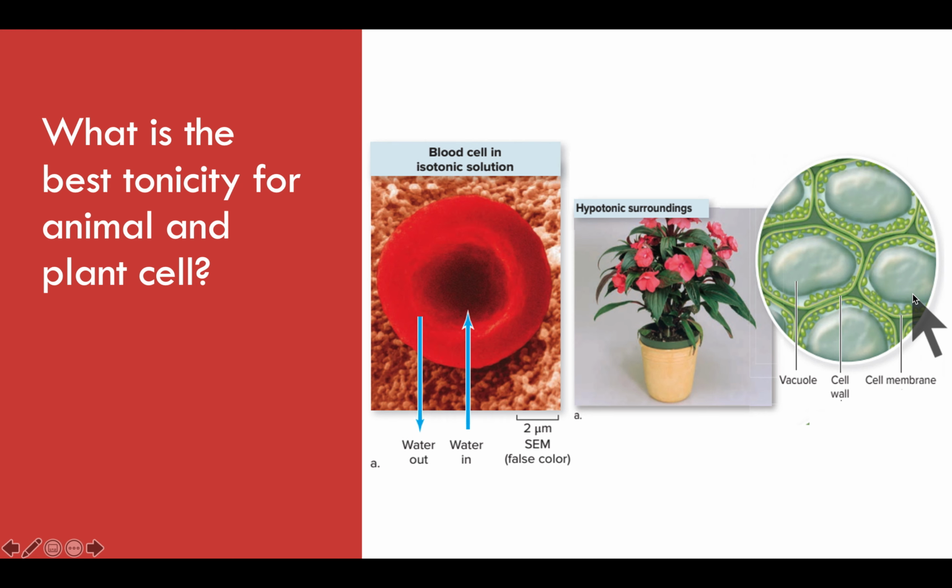So what is the best tonicity for animal and the plant cell? Animal cells in an isotonic environment are in their most stable state. While plant cells are in their healthiest state when in a hypotonic environment, because it is at this point that their cells are turgid. Plants that are not woody, such as most houseplants, depend for mechanical support on cells that are kept turgid by a surrounding hypotonic solution.